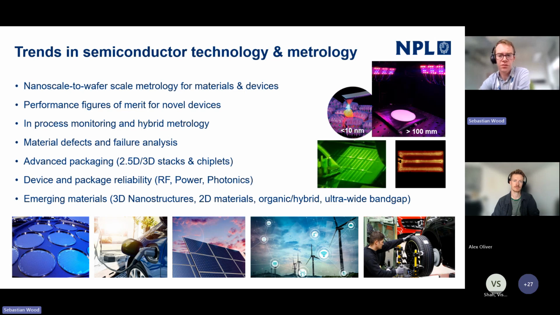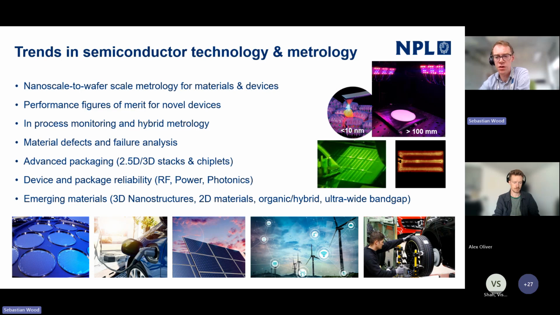When you have novel device applications, you need to have new figures of merit. They need to be clearly defined. Many of the manufacturing processes need to have in-process monitoring, and again, those techniques don't necessarily exist. And hybrid metrology is the technique of using multiple measurements of different things, but how you can correlate them together to get more information out. Material defects, failure analysis, of course, important.